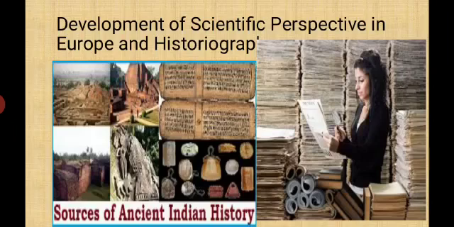Development of scientific perspective in Europe and historiography. Till the 18th century CE, Europe had achieved a remarkable progress in the field of philosophy and science. Scholars by then had come to believe in the possibility of studying the social and historical truths by applying scientific methods. Now, the philosophical discussions focused more and more on the objectivity in history and historiography.